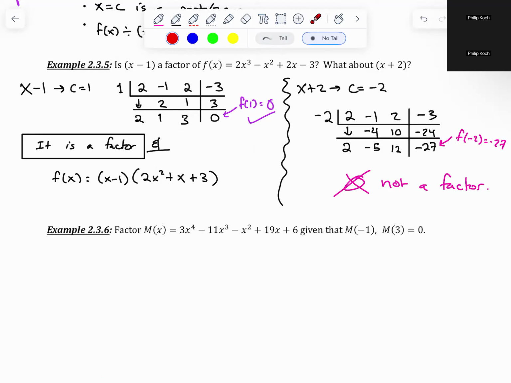Any other questions? Yeah, why? Because it's not a root, right? Yeah, it's not a root. It doesn't hit the x-axis. This polynomial will not hit the x-axis at negative 1. Okay.